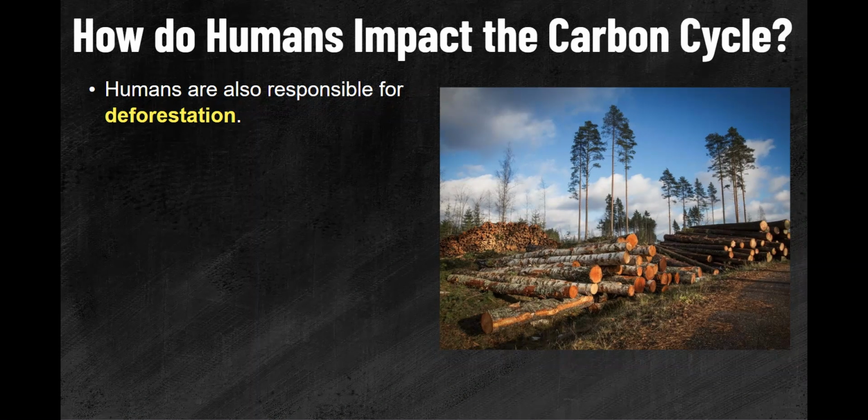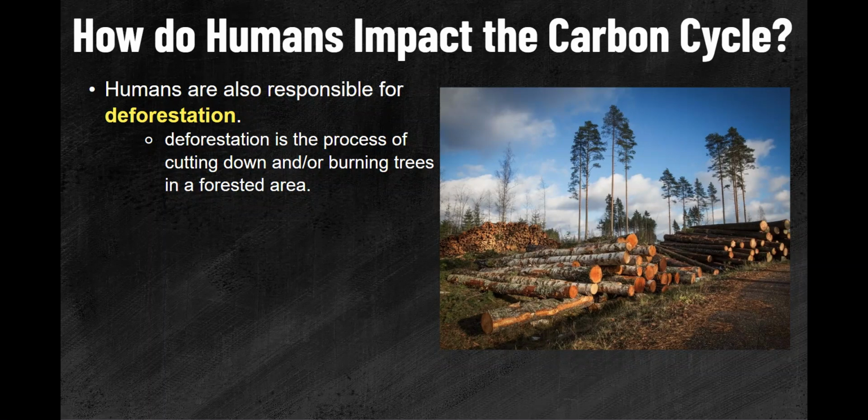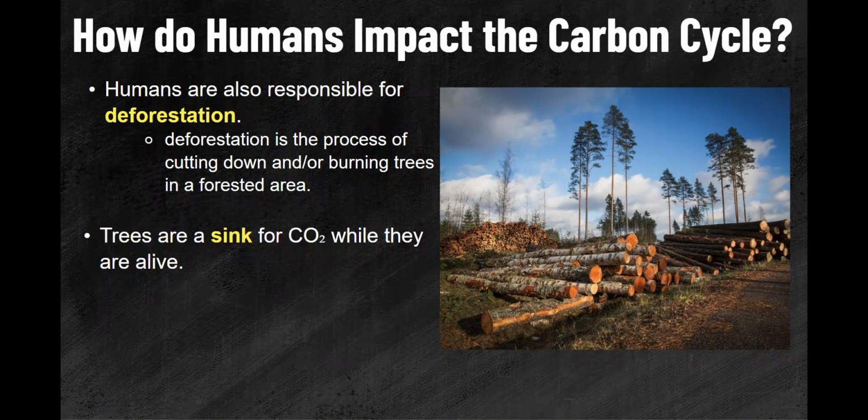Now, besides the burning of fossil fuels, humans are also responsible for deforestation. Deforestation is the process of cutting down or burning trees in a forested area. Keep in mind, trees are naturally a sink for CO2. They store carbon. They take the carbon out of the atmosphere during photosynthesis. But when trees are cut down, they lose their ability to absorb carbon dioxide. They're not going to perform photosynthesis anymore, so they're not going to absorb that CO2.